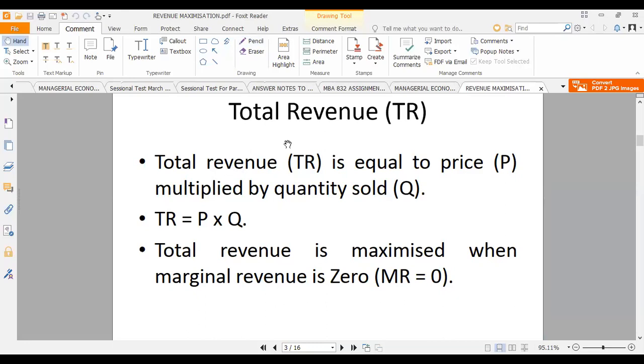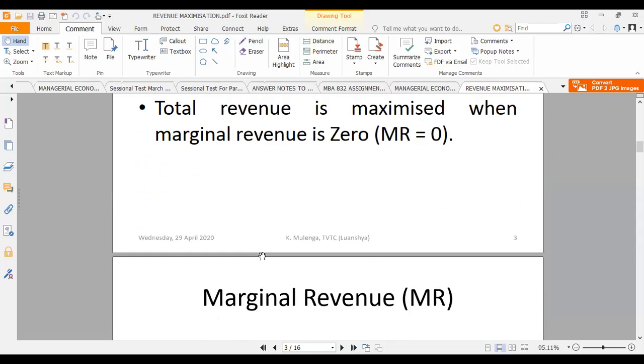To begin with, total revenue is equal to price multiplied by quantity. And total revenue is maximized when marginal revenue is equal to 0. These are the key concepts you need to know. When we equate marginal revenue to 0, we are maximizing the total revenue.